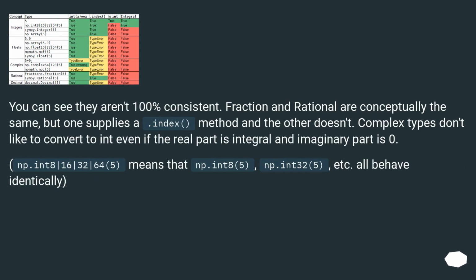Fraction and Rational are conceptually the same, but one supplies a .index method and the other doesn't. Complex types don't like to convert to int even if the real part is integral and imaginary part is 0. np.int8|16|32|64(5) means that np.int8(5), np.int32(5), etc. all behave identically.